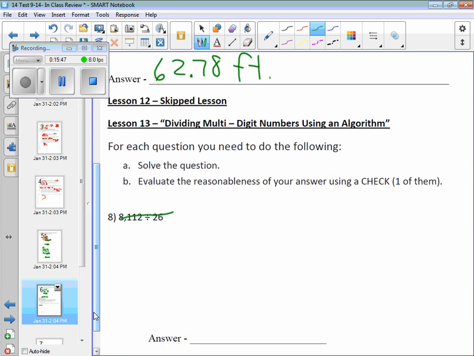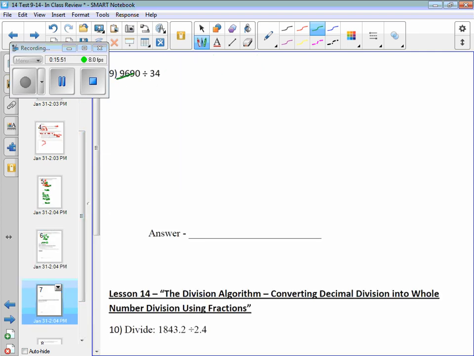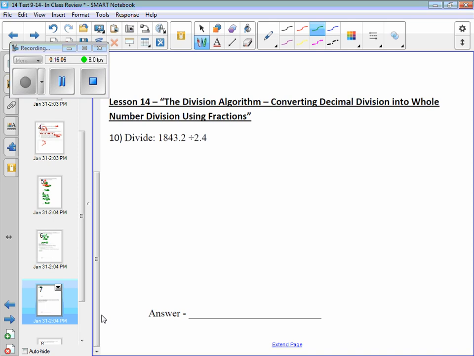Eight was a skip, and 9 was a skip. Not that I have anything against long division. It just takes a while, and we do it with decimals anyway, so we actually skipped lesson 13 and went right on to 14, which is essentially the same thing after you move the decimals.